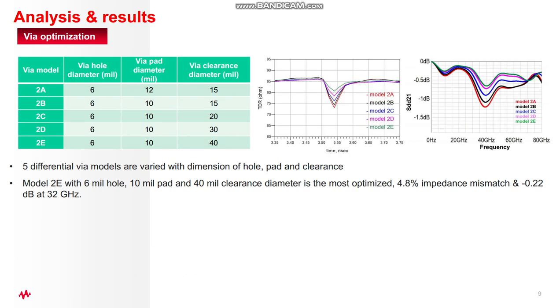Next, via optimization. 5 different via models are varied with dimension of hole, pad, and clearance. Model 2E with a 6 mm hole, 10 mm pad and 40 mm clearance diameter is the most optimized, which is 4.8% impedance mismatch and 0.22 dB at 32 GHz.